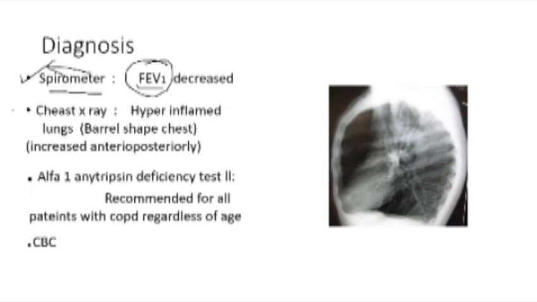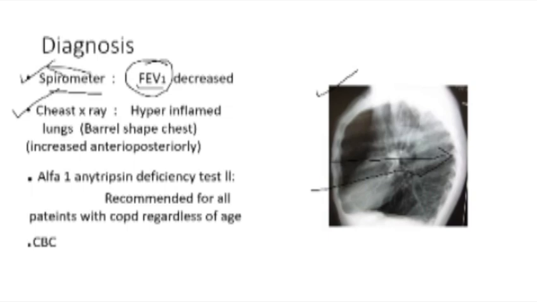Next one is chest X-ray. With the help of chest X-ray, we can see the diameter or any infection in the lungs. In this image, the anterior posterior diameter is increased when compared to transverse. It's because of hyperinflation of the lungs.